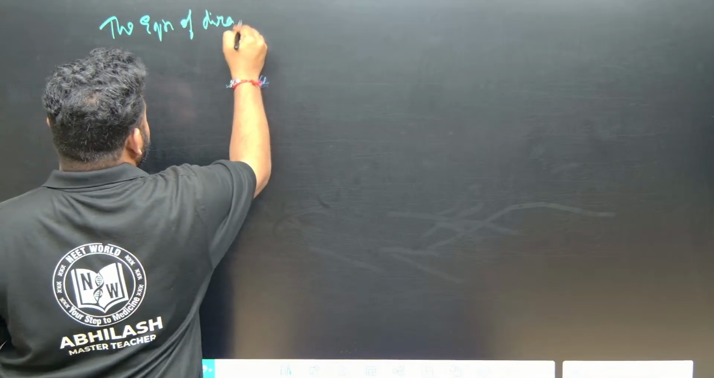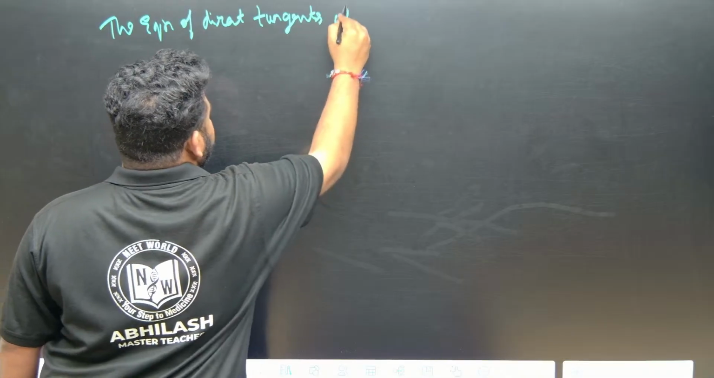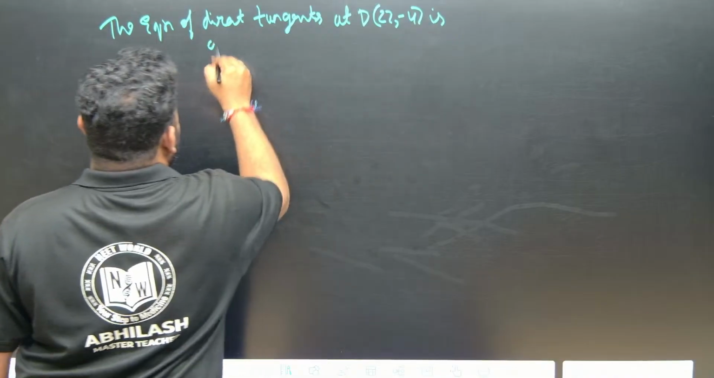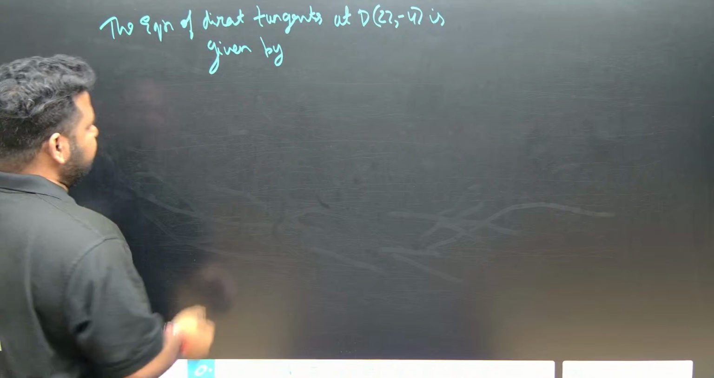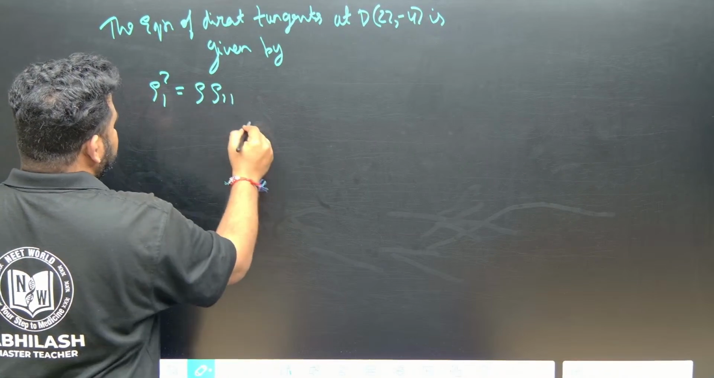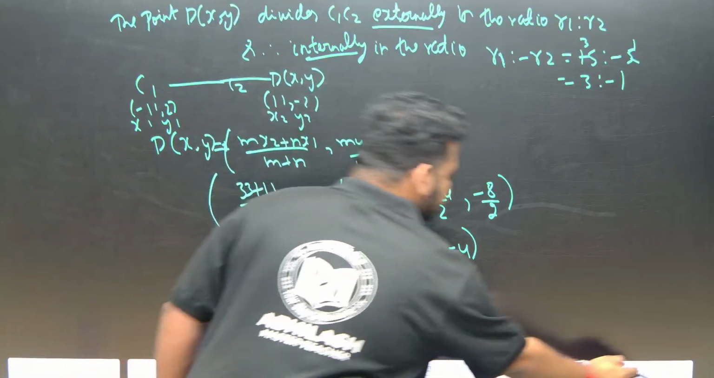The equation of the direct tangents at D(22, minus 4) is given by, for any of the two circles, you can take it. Let us take circle 1 itself. It is given by S1 square is equal to S S1. Here S is nothing but the equation of the first circle.